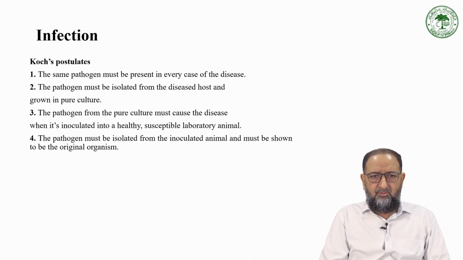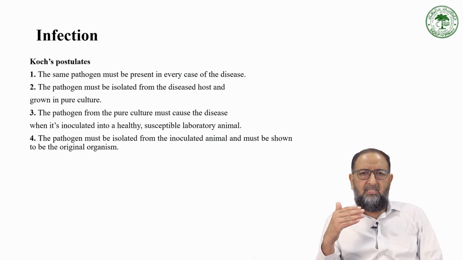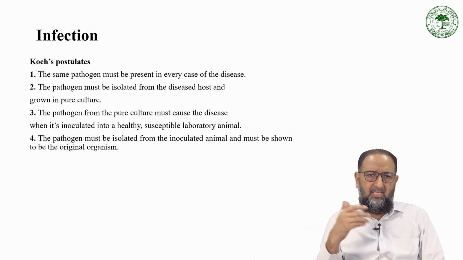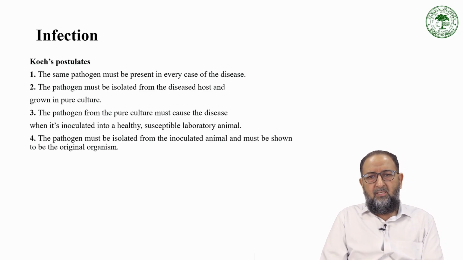The pathogen must be isolated from the diseased host and grown in pure culture. So, the same pathogen can be isolated from the diseased host and then made available as a culture. The pathogen from the pure culture must cause the disease. So, this pathogen can cause disease in a susceptible animal when inoculated into it. The pathogen must be isolated from the inoculated animal and shown to be the original organism.